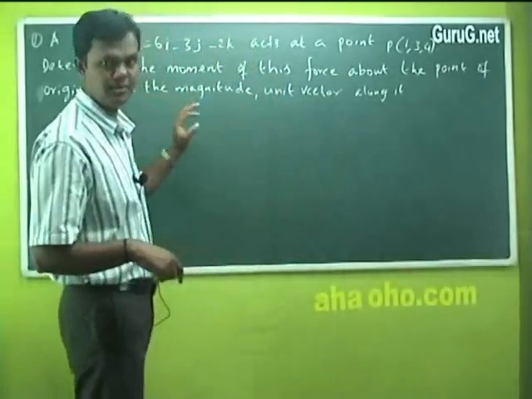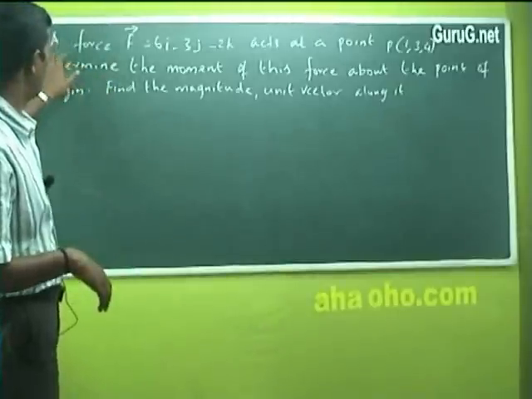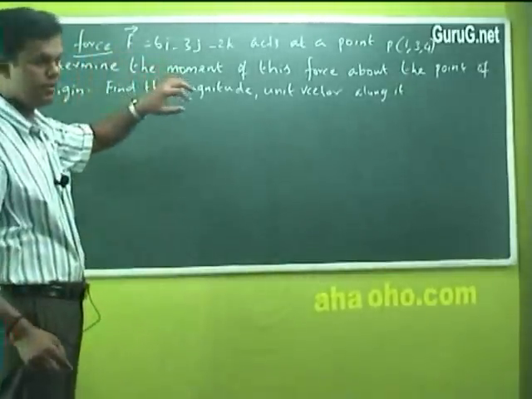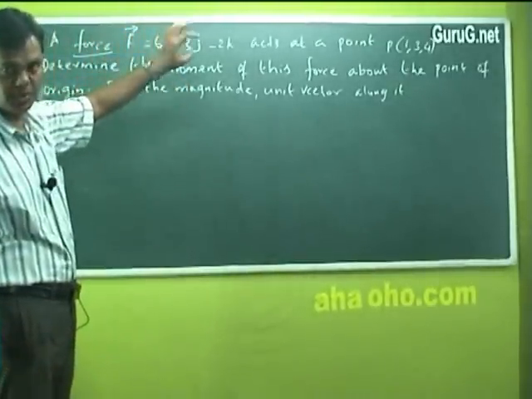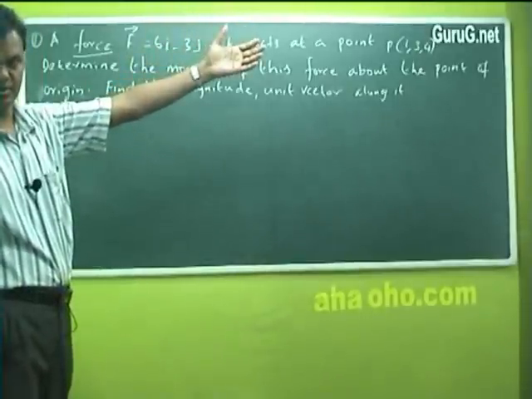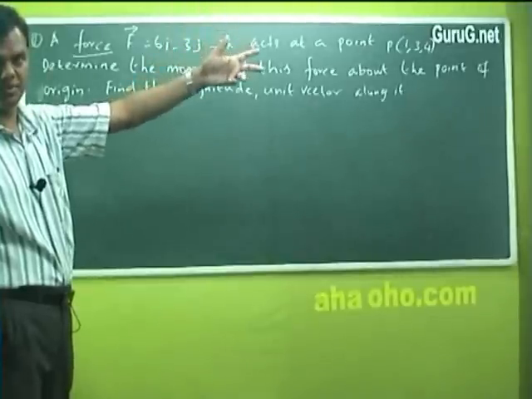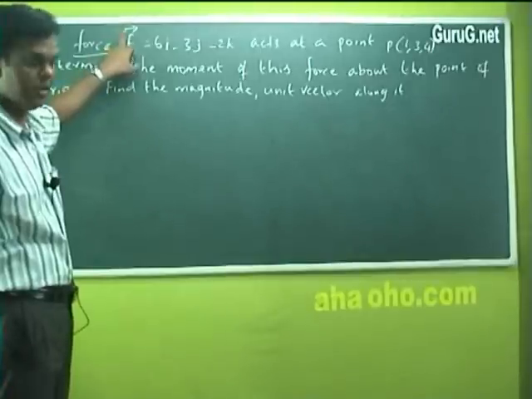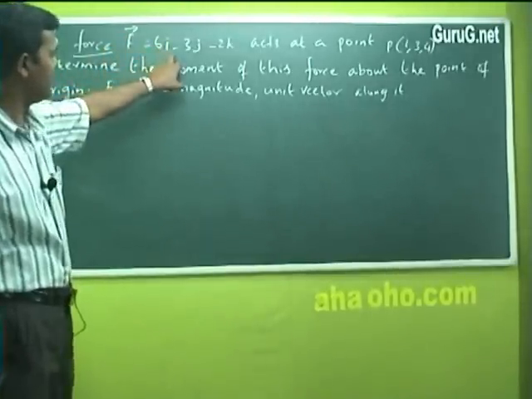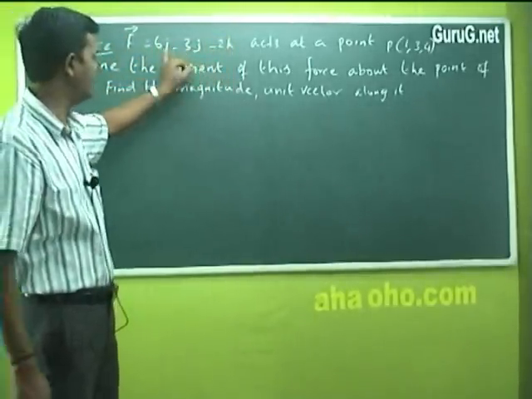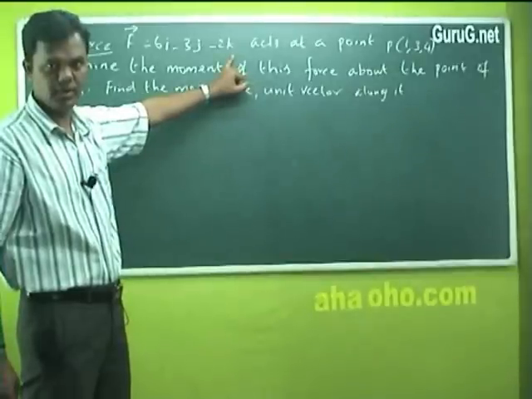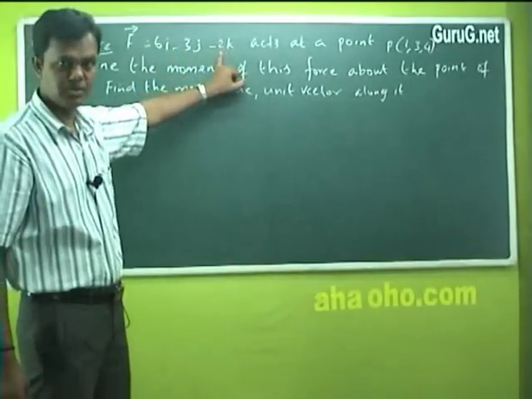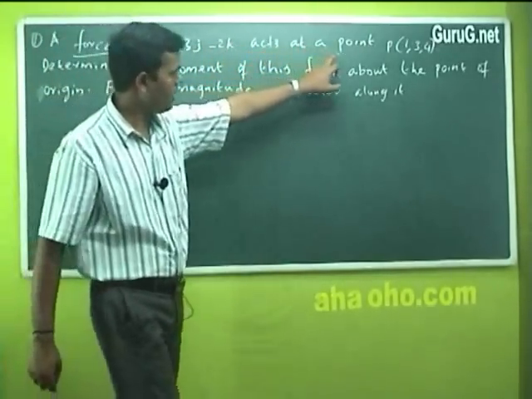So here is one question I have defined. What is given is a force. I have already told you a force will be indicated in terms of Newton, as we have seen in previous problems. Under vectors it will be shown with the vector symbol. It is given as 6i, 3j and 2k, where i, j, k are your unit vectors. Basic mathematics. So 6i, 3j and minus 2k acts at a point.